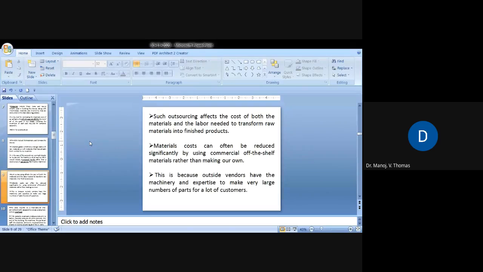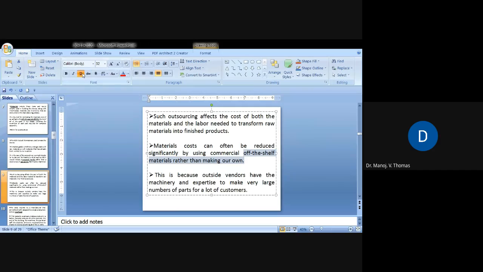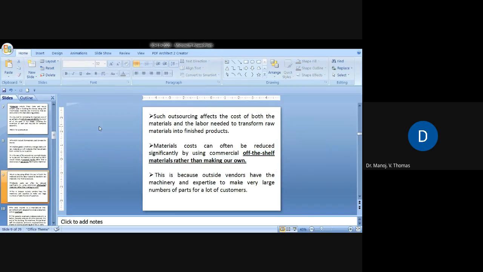Such outsourcing affects the cost of both the materials and the labor needed to transform raw materials to finished products. Material cost can often be reduced significantly by using commercial off-the-shelf materials rather than making our own. Sometimes parts or individual components may be available in the market for a cheap price, but if you try to make those parts, it will be costlier. This is because outside vendors have the machinery and expertise to make very large numbers of parts for a lot of consumers. Say, for example, in the last classes we mentioned nails or screws. They are all available in the market for a cheap price.